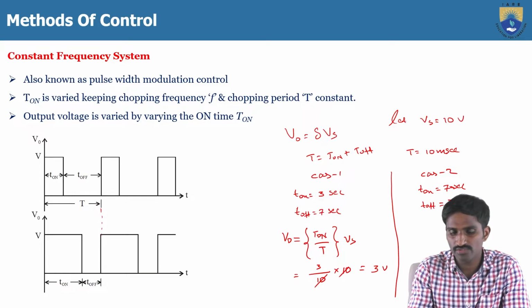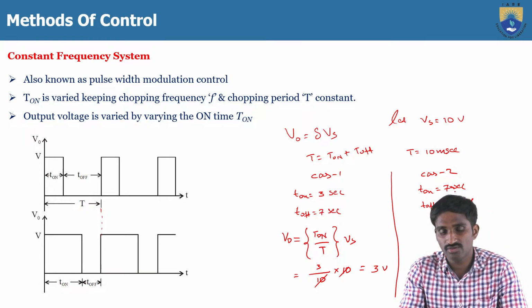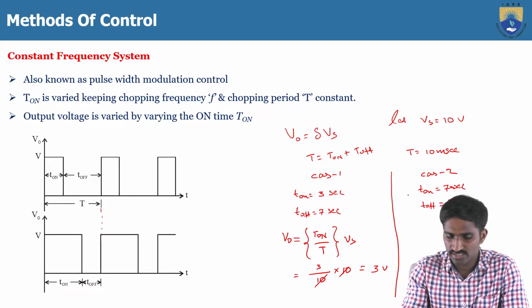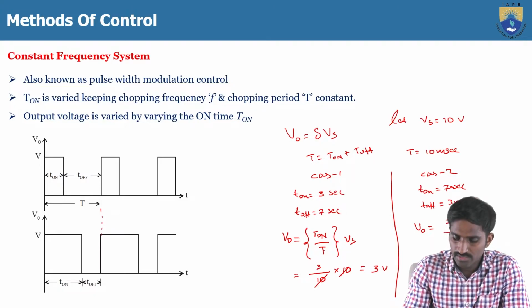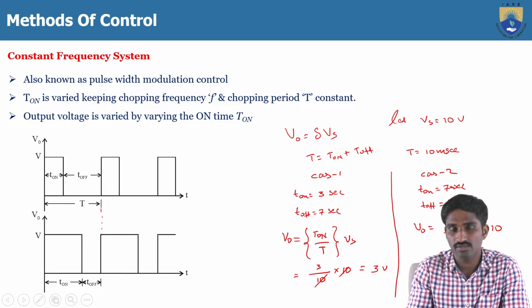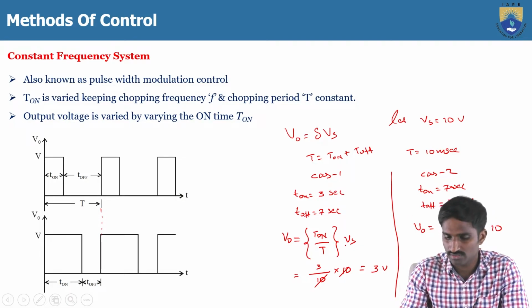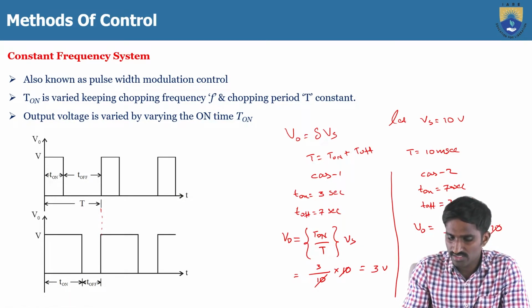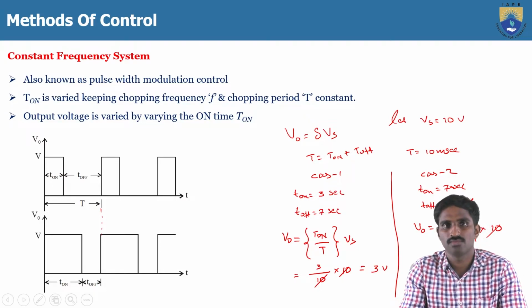According to this formula, if we consider T on is equal to 7 milliseconds, then T off will be 3 milliseconds. Then again V naught is equal to, here T on is 7, by T is again 10 milliseconds, into the Vs is again 10, because input voltage is constant, and T is also constant. So then this 10 gets cancelled, then here V naught is equal to 7 volts.